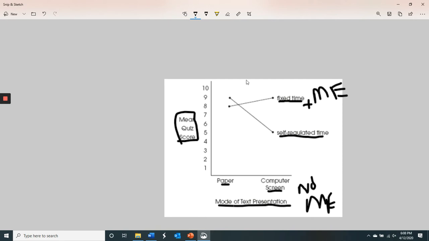And then for the other, so you only have to do one or the other. The other approach is just looking at the lines. So look for the fixed time people. Well, they did a bit better in the computer versus paper. Not huge, but a bit better. But boy, look at this. For the self-regulated time people, they did really bad in the computer screen versus the paper. Their line goes way down. So again, it's not too complex. It's just taking each part and interpreting it.